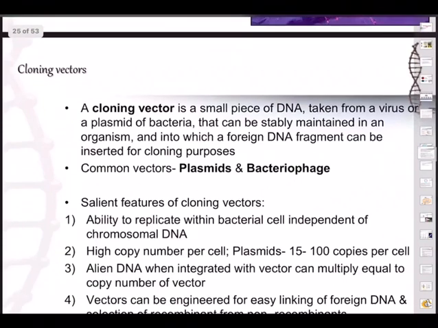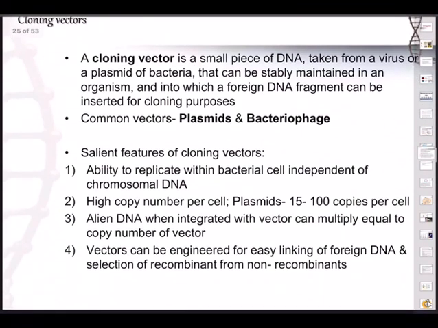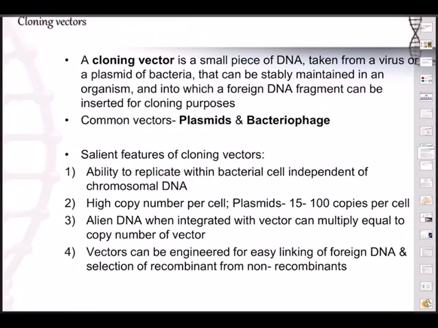And once that is done, then we go for the cloning vectors. A cloning vector is a small piece of DNA taken from a virus or a plasmid of a bacterium that can be stably maintained in an organism and into which a foreign DNA fragment can be inserted for cloning purposes. That is what we call cloning vectors. The vectors are DNA molecules that can carry a foreign DNA segment and replicate inside the host cell.